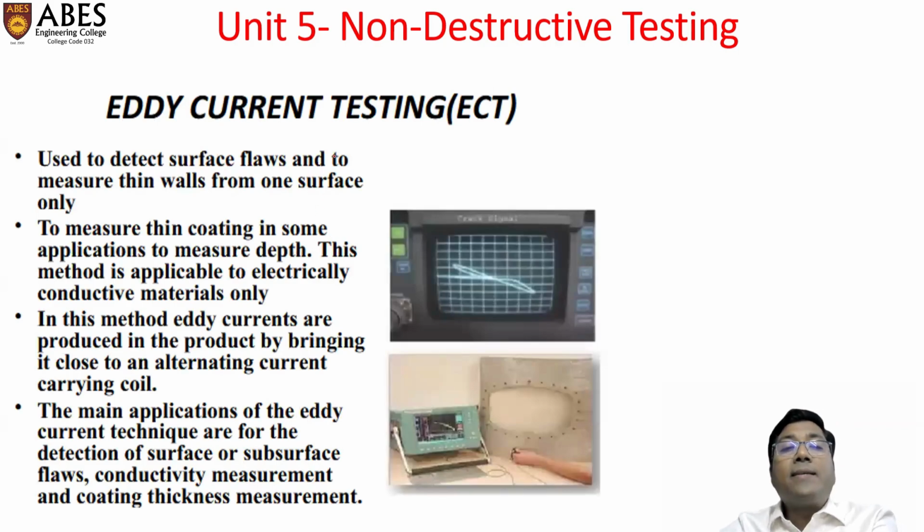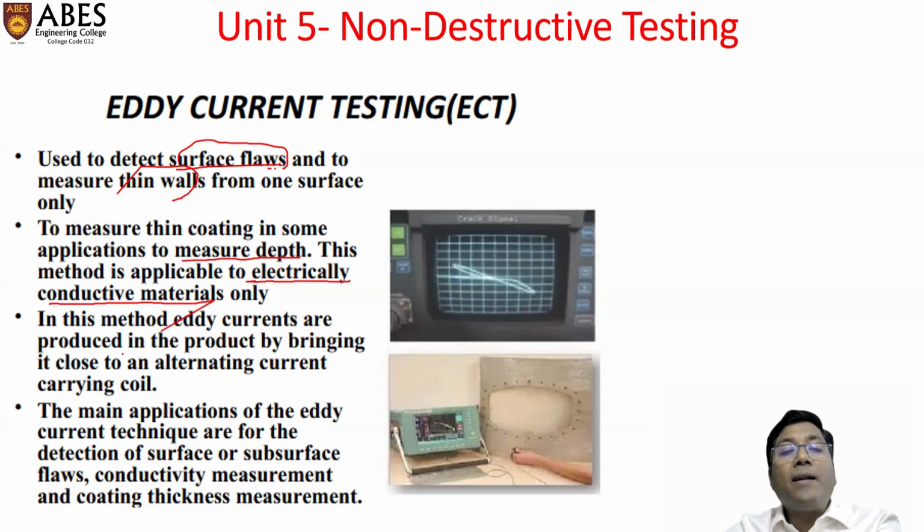Coming on to eddy current testing, it is used to detect surface flaws. Only surface flaws can be detected, and to measure thin walls also, thin walls and surface flaws from one surface only. To measure thin coating in some applications, the thin depth of the coating can also be measured. This method is applicable to electrically conductive materials. The limitation is it can be applicable to electrically conductive materials only.